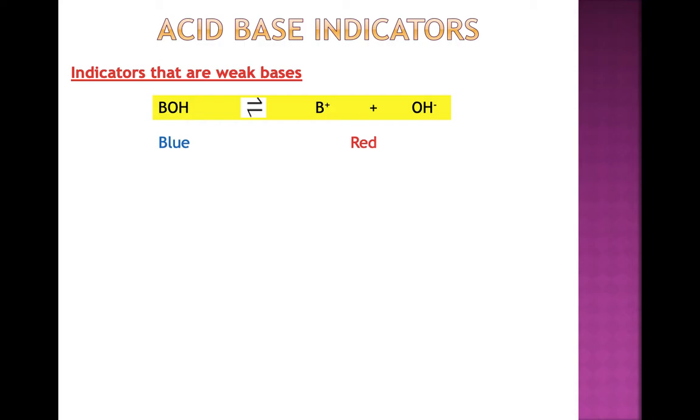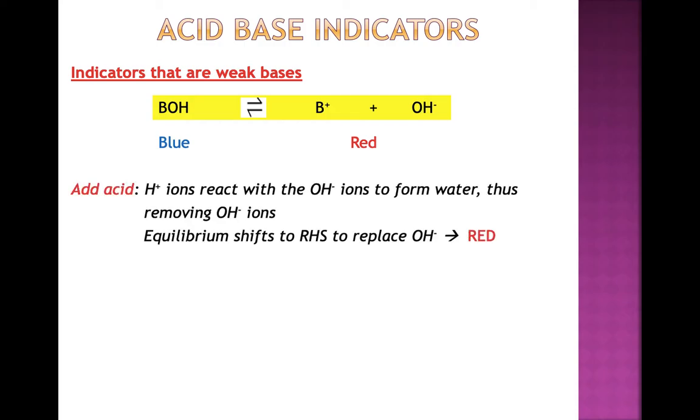Again, we're going to look at what would happen if you add acid to this. If you add H plus ions in here, they're going to react with those OH minus ions on the right to form water. Net result of that is that you're removing those OH minus ions from the equilibrium. And if you remove those, the equilibrium of course will shift to the right to try and replace those OH minus ions, and you'll get a red colour.